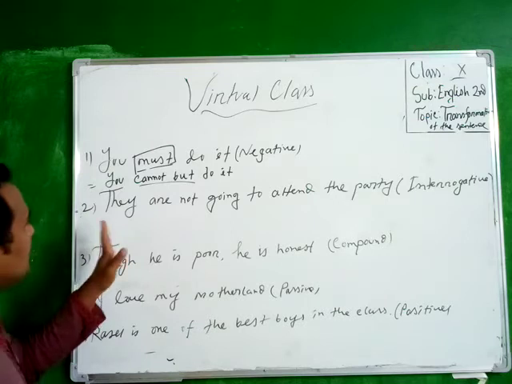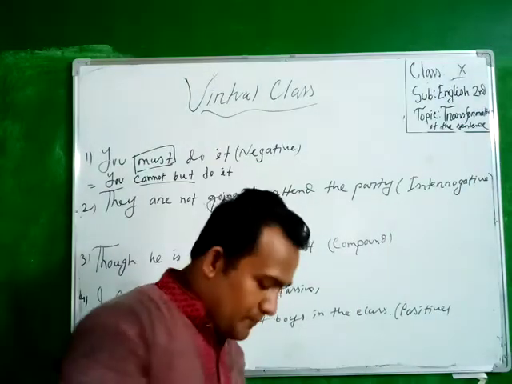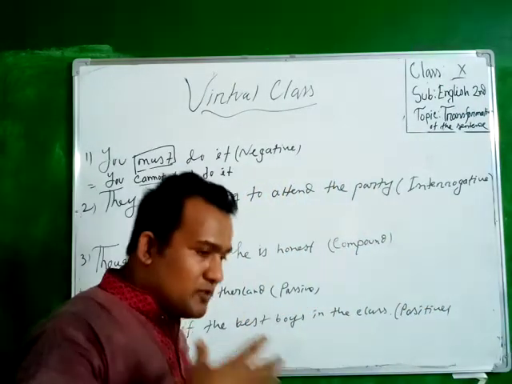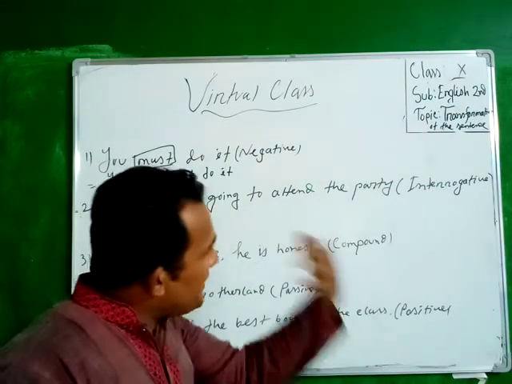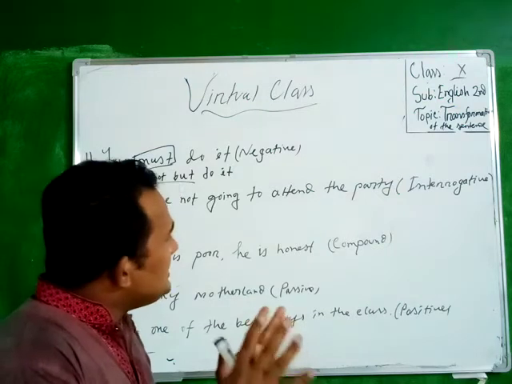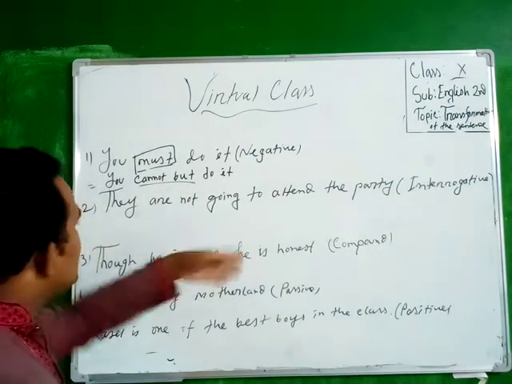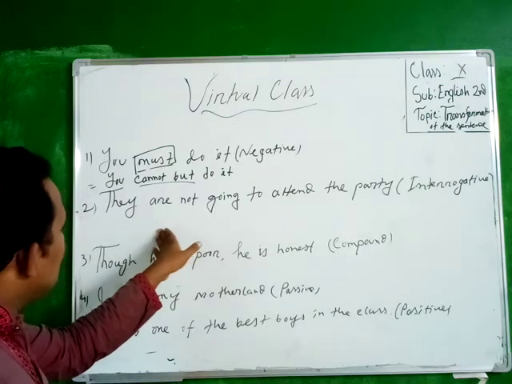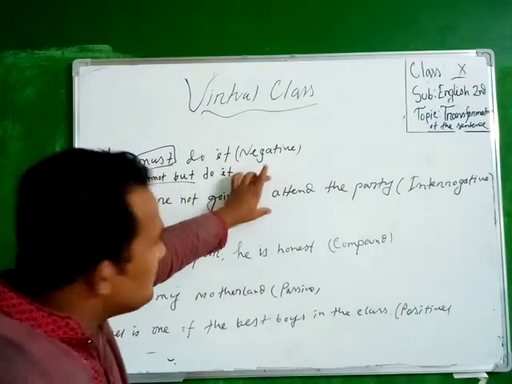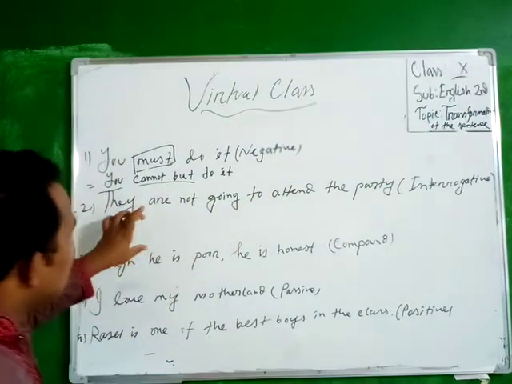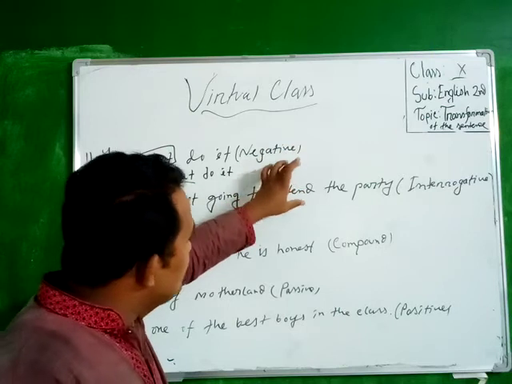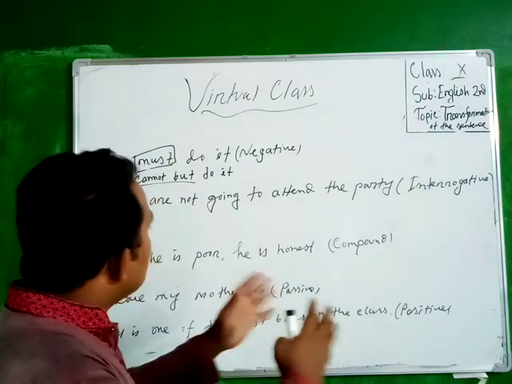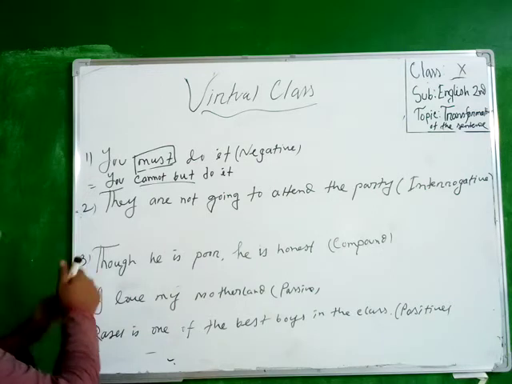Okay, number 2. They are not going to attend the party. You have to make it interrogative. You know that in terms of making interrogative, you have to follow some rules. In an interrogative sentence, auxiliary verbs always come first, at the beginning of the sentence. When the given sentence is positive, you have to make it negative. When the given sentence is negative, you have to make it positive.